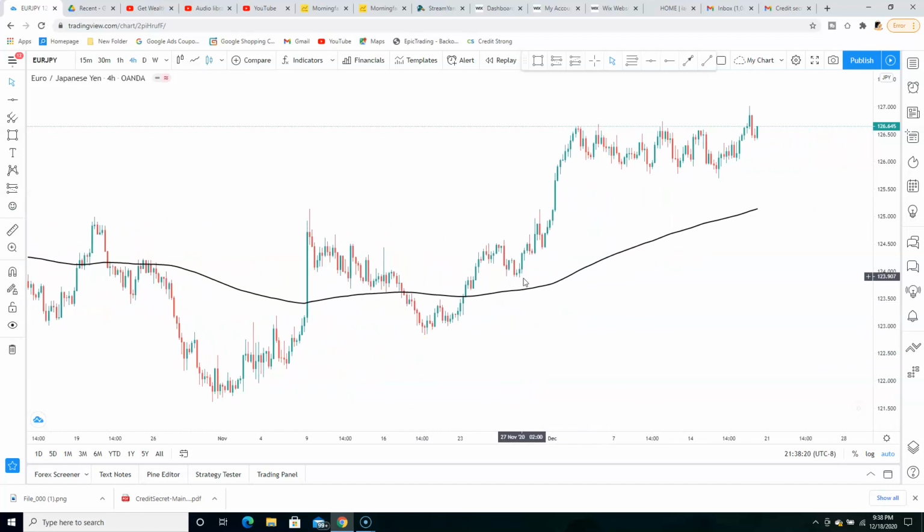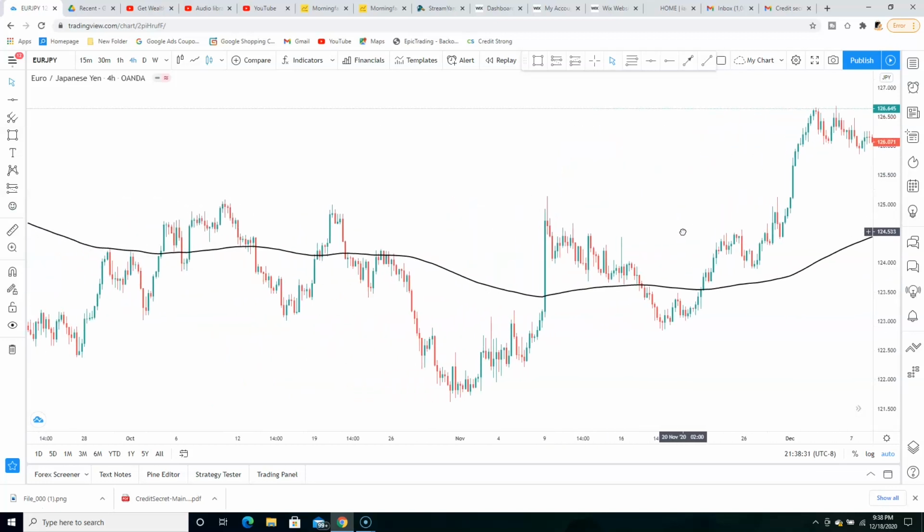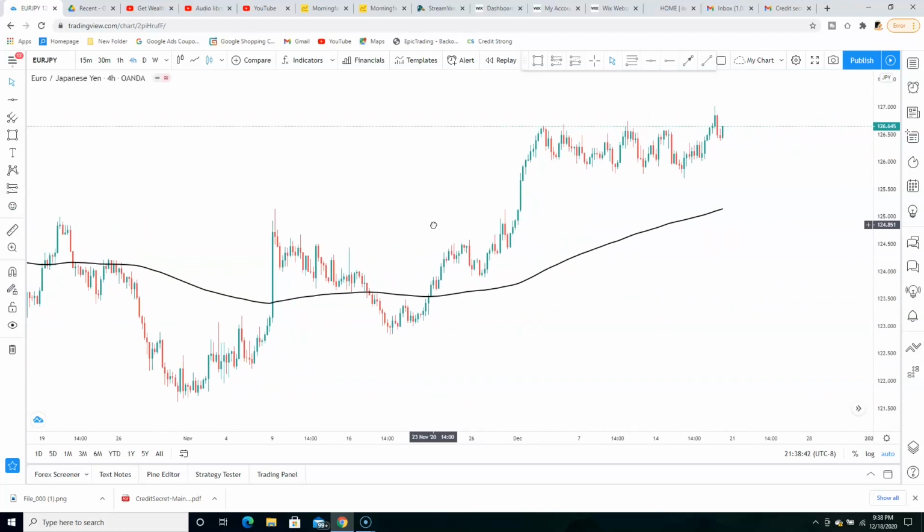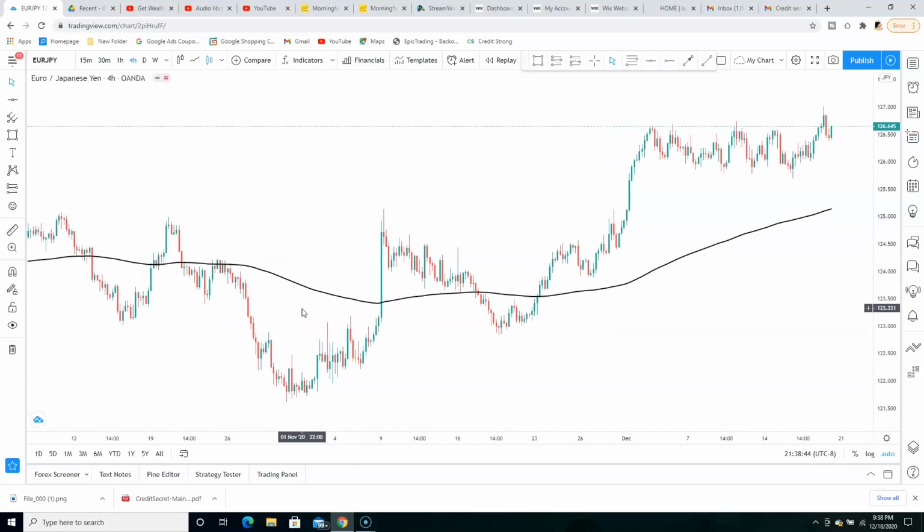When price is above the 200 moving average, you're looking to buy long. It's that simple. And when price is below the 200 moving average, you sell short, as we can see right here, and we can also see over here. So when price is below the 200 EMA, you sell short, and when price is above the 200 EMA, you buy long. It's that simple.